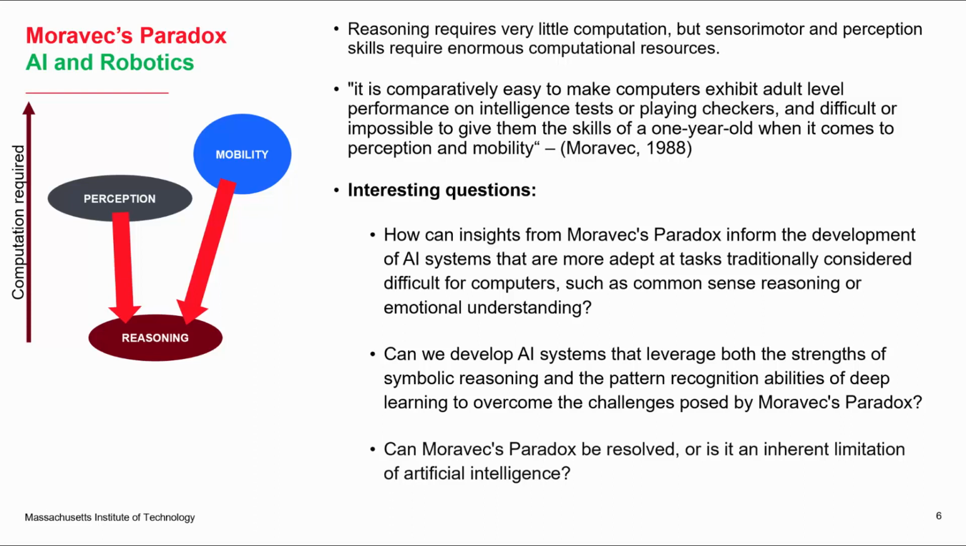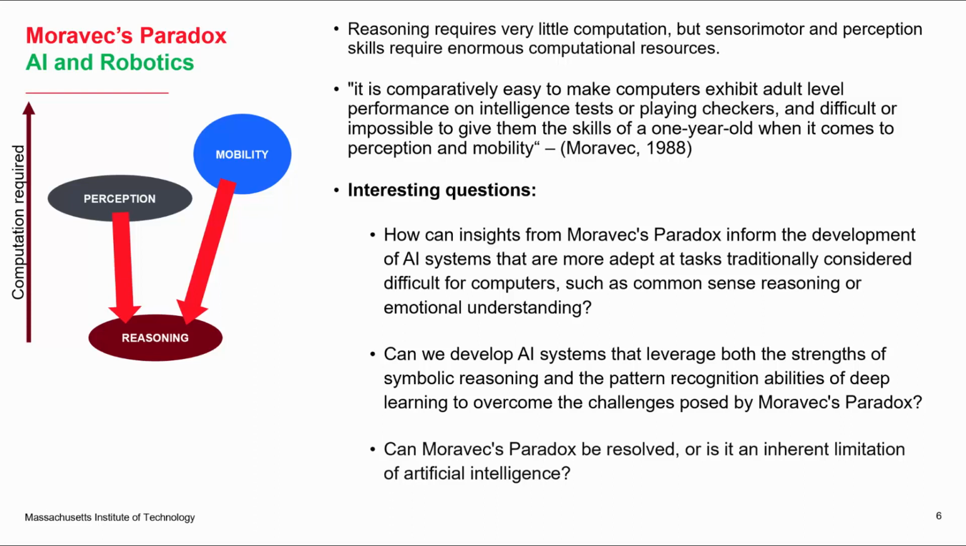A famous quote from Minsky highlights this paradox very well. It is comparatively easy to make computers exhibit adult-level performance on intelligence tests and playing checkers. However, it is very difficult or impossible to give them the skills of a one-year-old when it comes to perception and mobility. Among many intriguing questions related to Moravec's paradox, these three struck me the most.